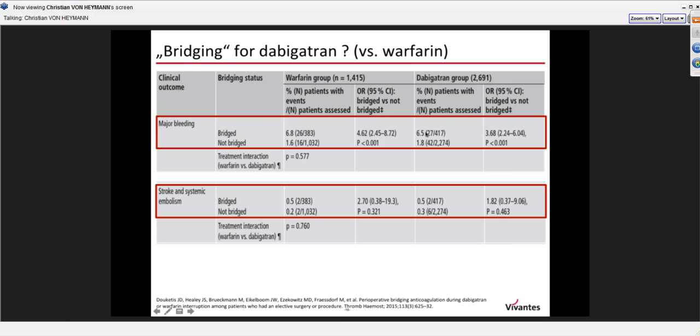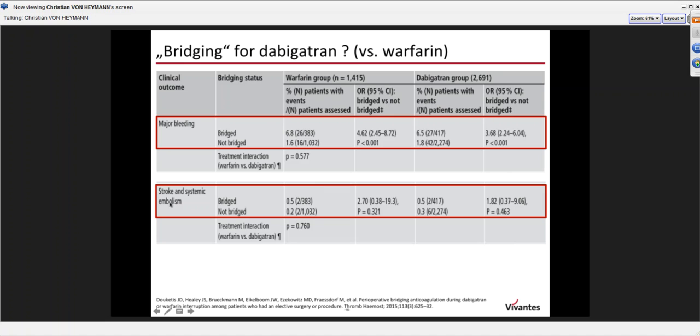That's what you see here for the dabigatran patients. The bridged patients had an incidence of 6.5% versus 1.8% in the non-bridged patients. That was a 3.67 increase in the risk of bleeding. That was highly significant, indicating that there is no favor for the bridged patients in terms of the risk of bleeding.